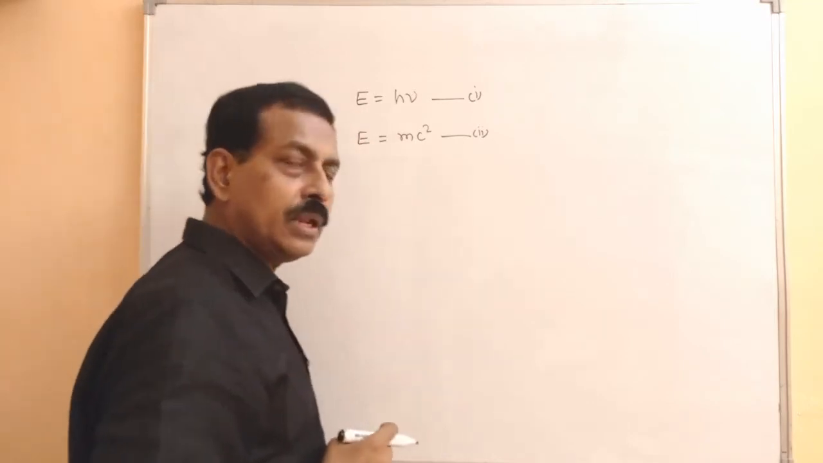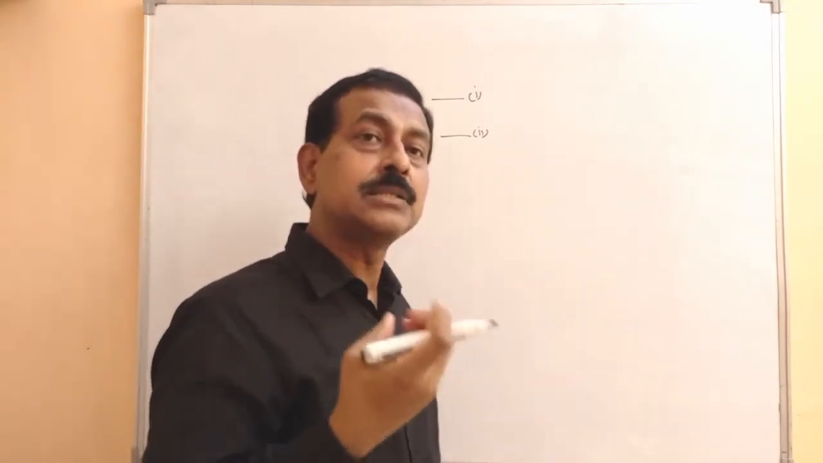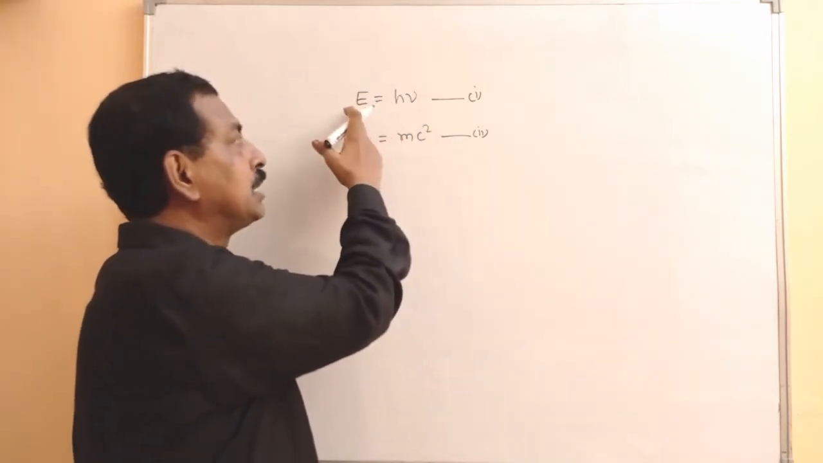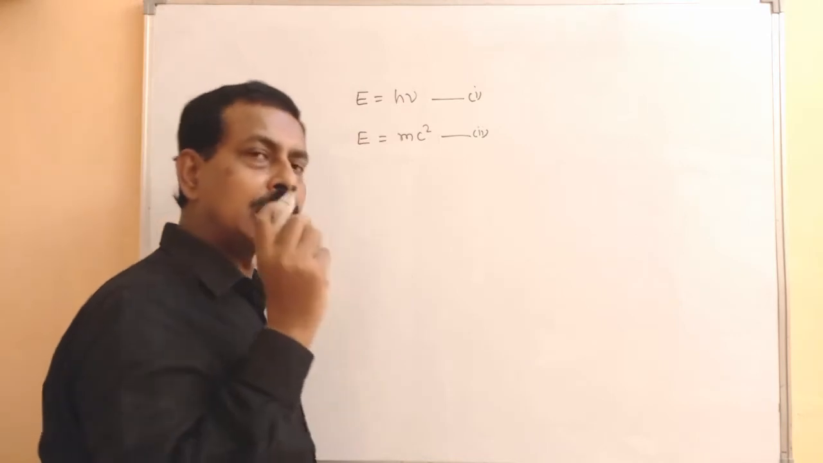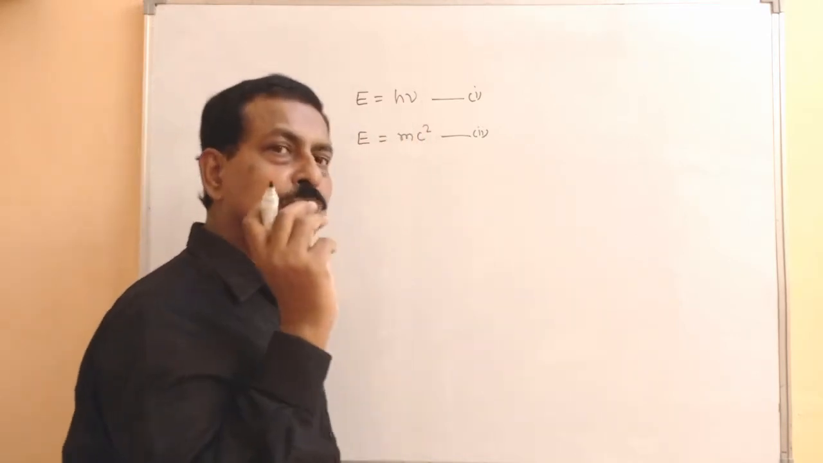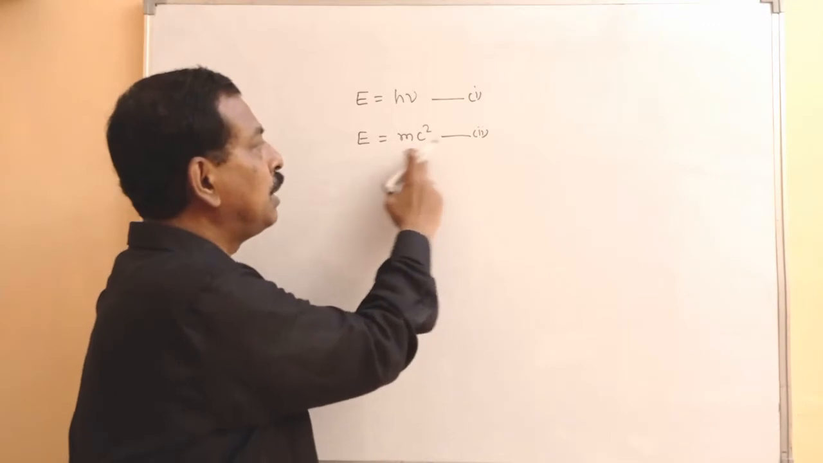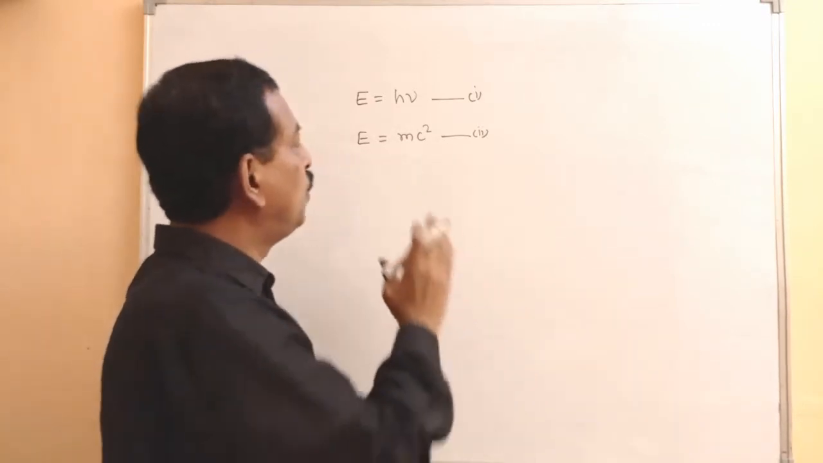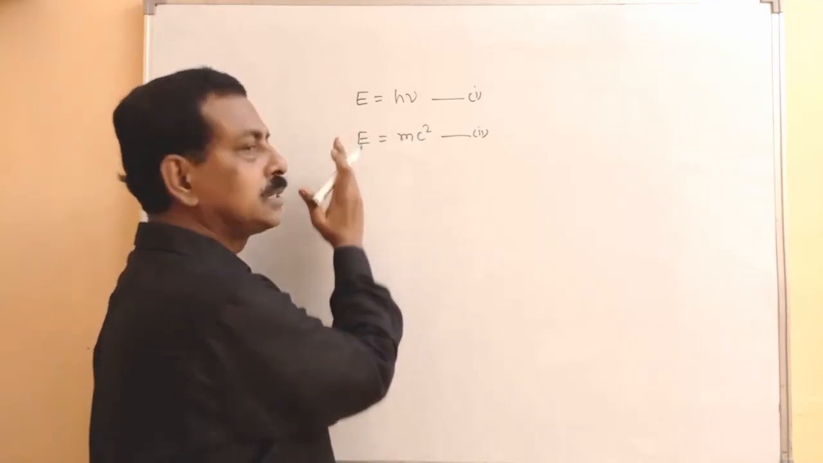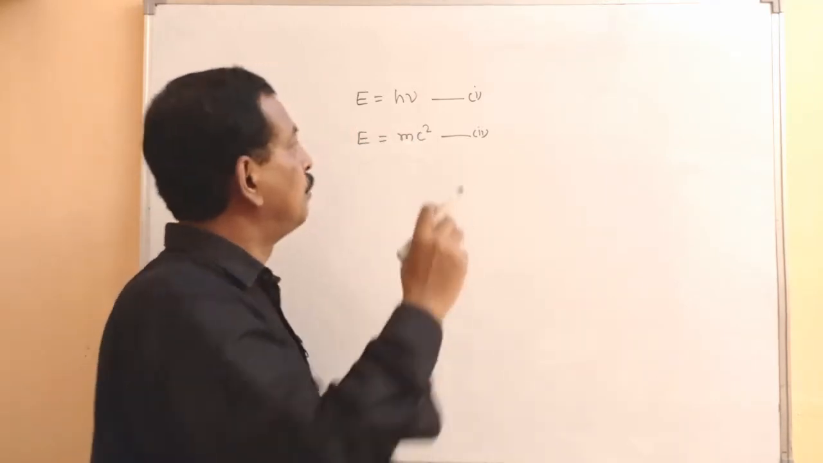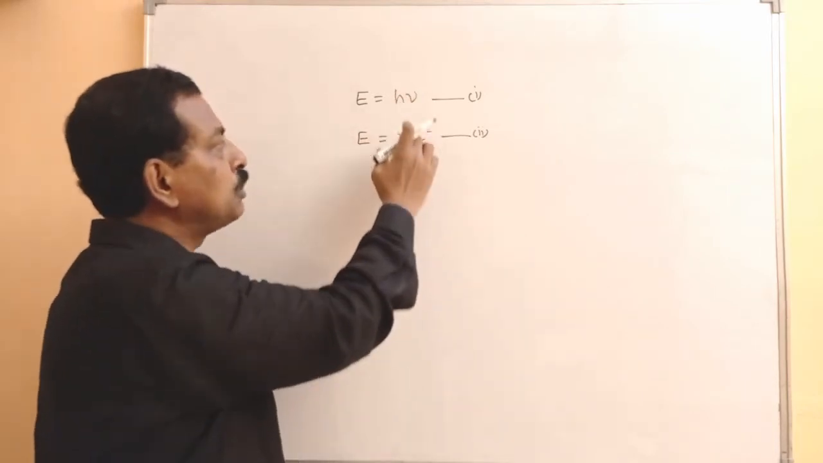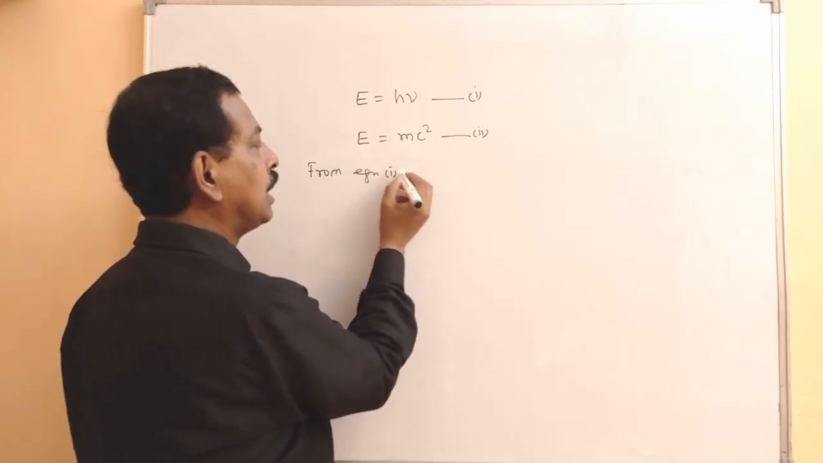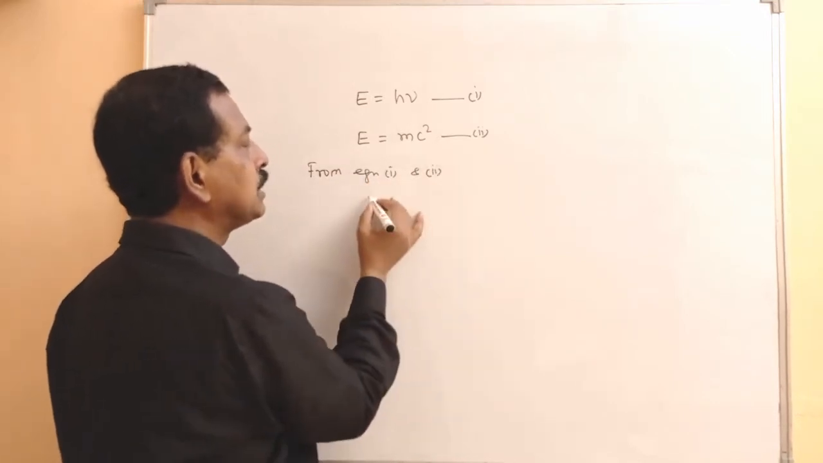Here the photon was taken as a wave: an electromagnetic wave having energy E, that is h nu, where nu is the frequency of the photon. And from the particle nature, E is equal to mc squared, where E is the energy associated with mass m. If we now equate equation 1 and 2, what do we find?